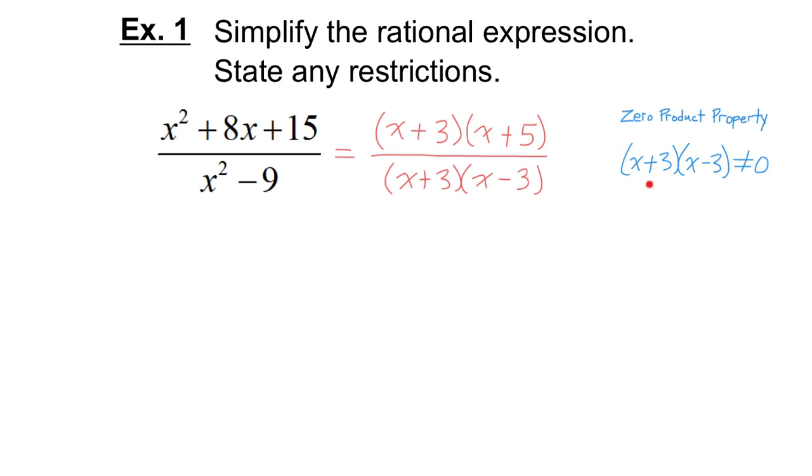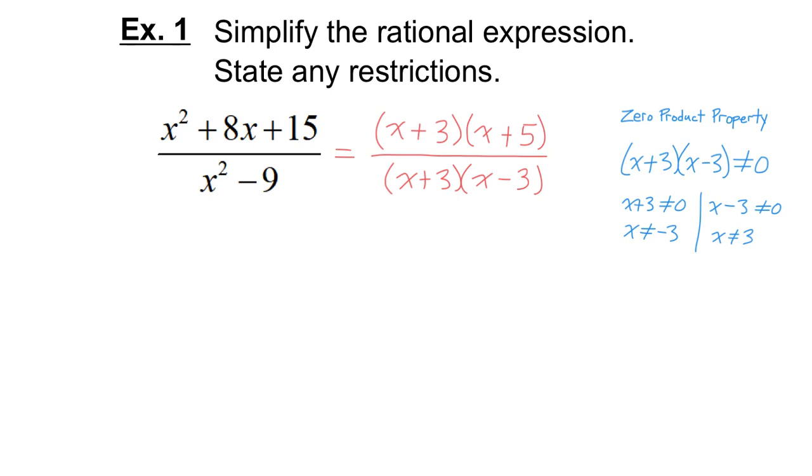So if x plus 3 can't equal 0, that means x can't be -3. And if x minus 3 can't equal 0, that means x can't equal 3. So I've figured out some restrictions already as I'm working through this problem. Always keep an eye on the denominator. Because the denominator can't equal 0, you can keep track of what your restrictions are going to be, and you can bring them back at the end of your solution.